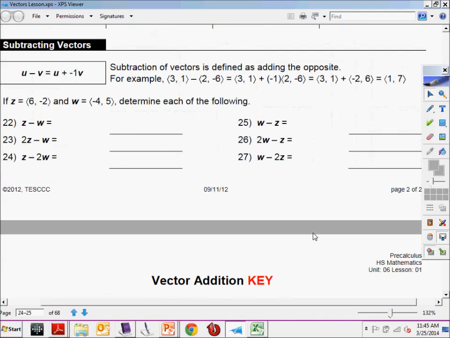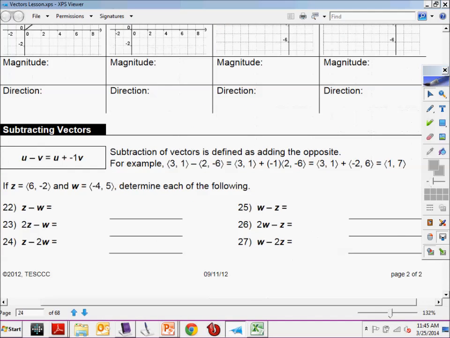All right, so subtracting vectors is pretty much the same as adding vectors. Do y'all remember the whole leave, change thing? That's what you're doing. When you're subtracting vectors, you leave the first vector alone, change your operation, and then change the signs of the second vector. Mathematically, we represent changing signs by multiplying by -1.